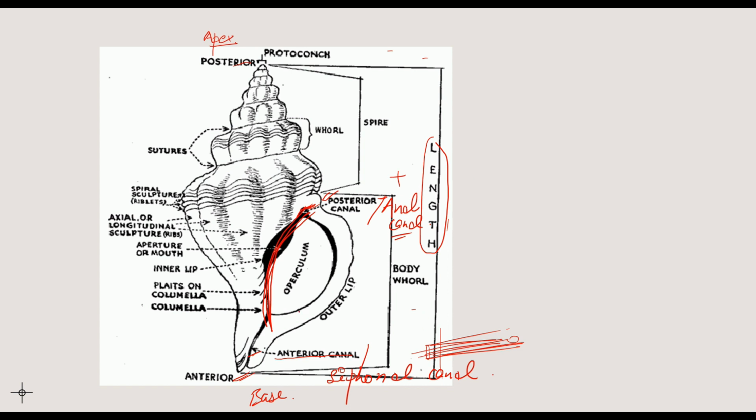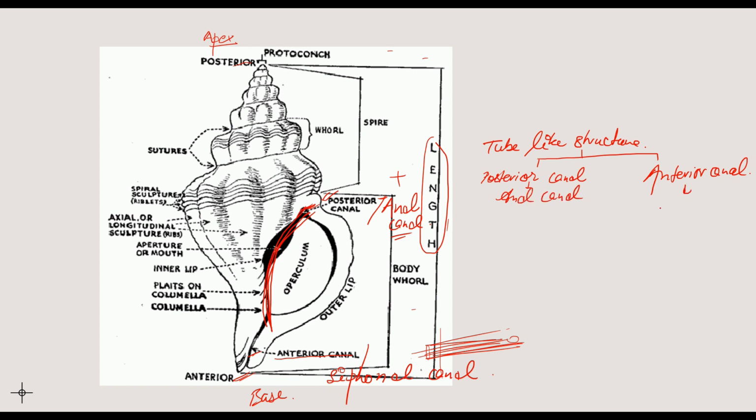Let's see. This is a tube-like structure. The first one is the posterior canal and the second one is the anterior canal. The posterior one is also known as the anal canal, and the anterior one is also known as the siphonal canal. This tube-like structure is used to circulate, or you can say conduct, the water. It is used for circulation of the water.